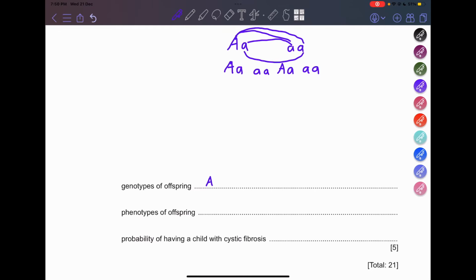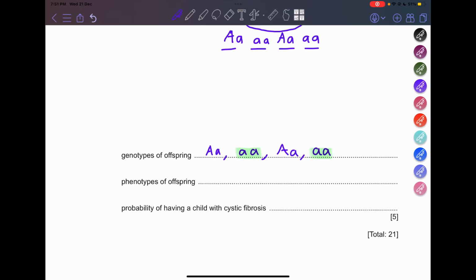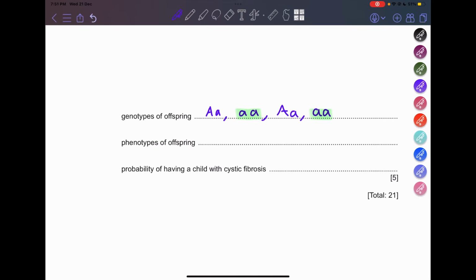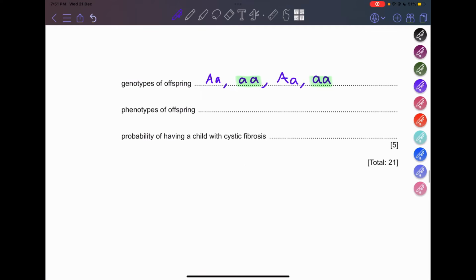You're going to copy down the results over here. The phenotype means the physical feature. We're going to say whether they have cystic fibrosis or not. This is the phenotype. Probability, you can write down in many formats. You can write it as 50%, as 1 in 2, or as a decimal. It's up to you.